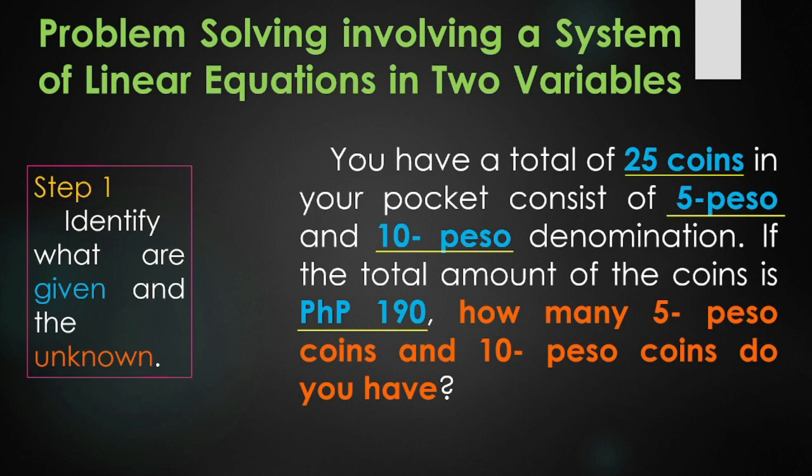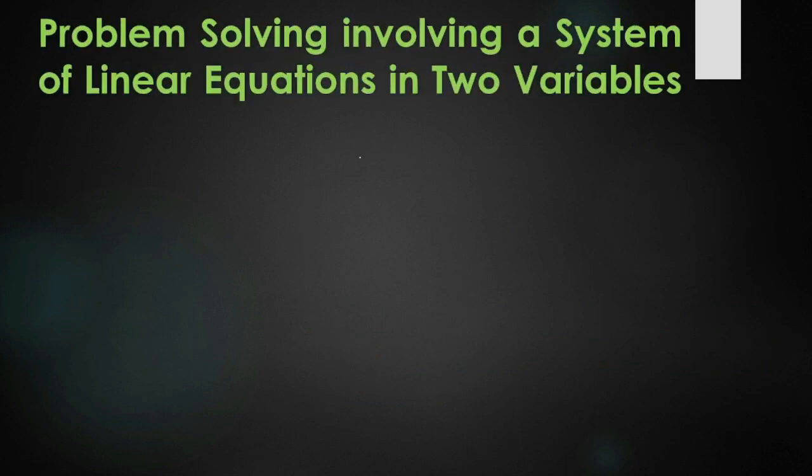What is the unknown? The unknown is implied by the question: how many 5 peso coins and 10 peso coins do you have? Meaning, you are asked for the number of 5 peso coins in your pocket and the number of 10 peso coins in your pocket. Let us proceed to the next step.